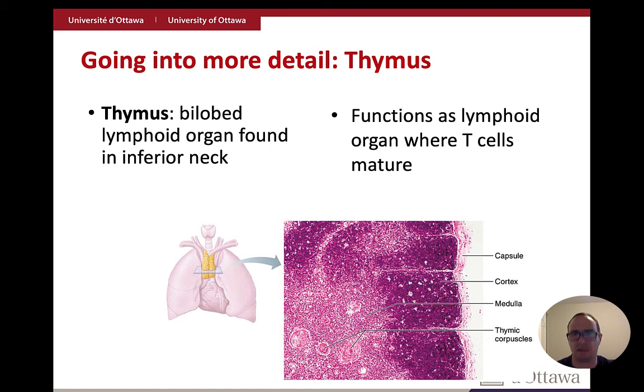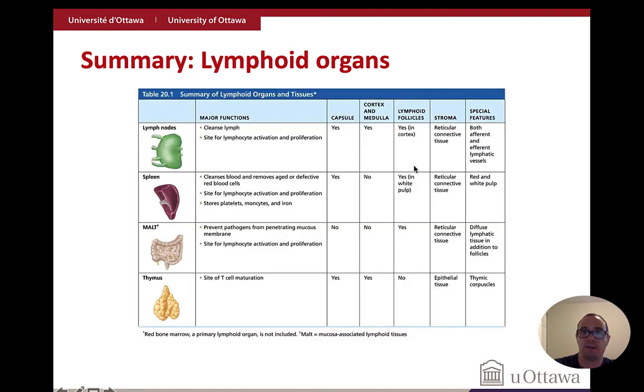Finally, I think almost finally, we have the thymus. The thymus is a bilobed organ that is found around the neck, okay? So the position is shown here. And really what I want you to know here is this is where lymphoid cells, in particular the T cells, will mature. That's really all I want you to know about the thymus. And we're not really going to talk about the red bone marrow.